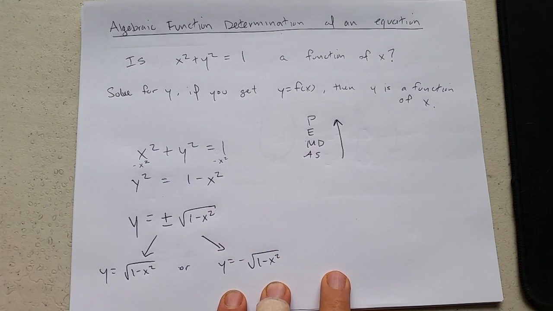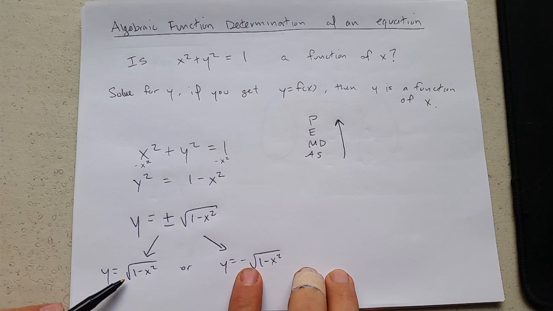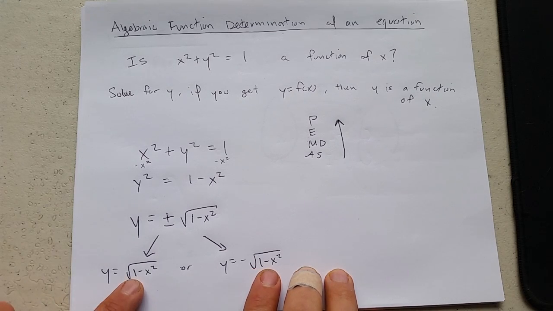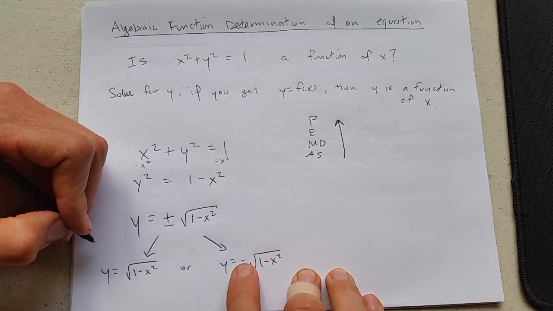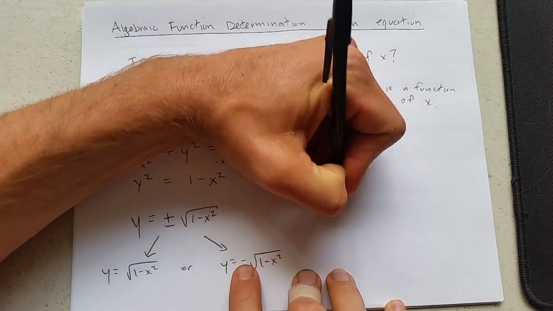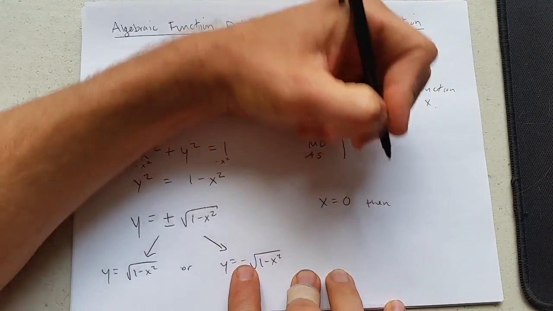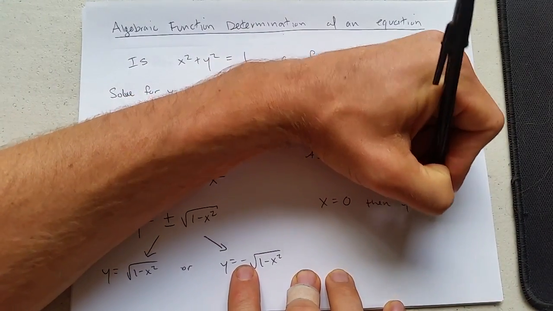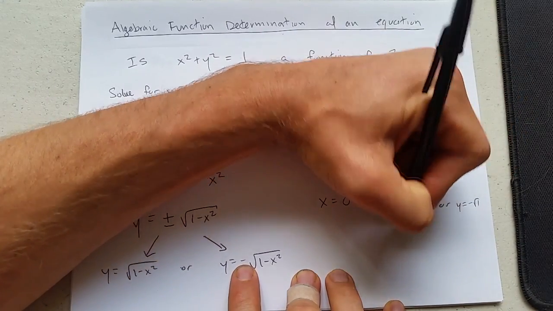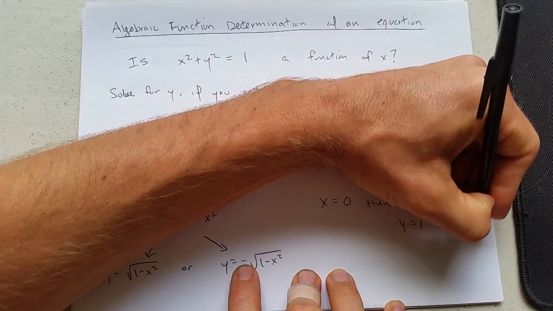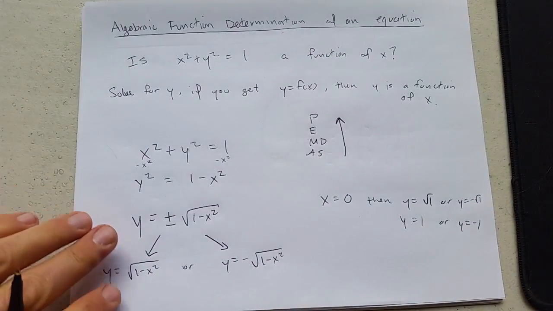If you knew what x was, unfortunately, I would know either what y is as a positive or a negative value. So if you told me x was 0, to keep it simple, we would have 1 minus 0 is 1, square root is 1, and over here we get the same thing except it would be negative. So if x equals 0, then y equals either square root of 1 or negative square root of 1. So you would either get 1 or negative 1. This breaks the function rule.